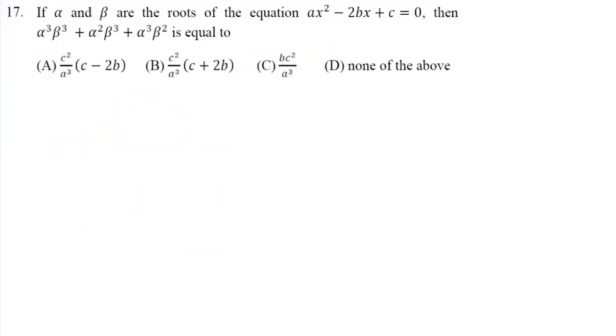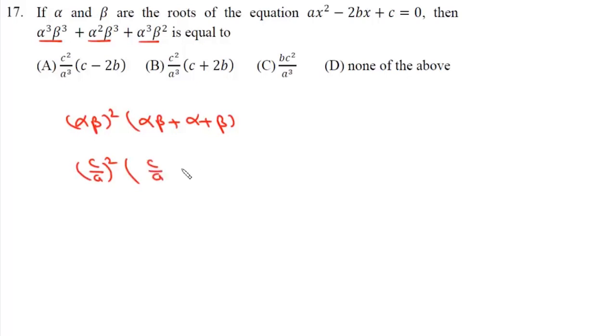Now question number 17 is, if alpha and beta are the roots of this equation, then we need to find the value of this expression. So what we'll do is take alpha squared beta squared common. So we can write (alpha beta)^2 into (alpha beta + alpha + beta). Now alpha into beta is c/a, so it will be (c/a)^2. Now alpha into beta is c/a and alpha plus beta is -b/a, so it will be c squared into (c + ...b)/a cubed, and that's your option B.